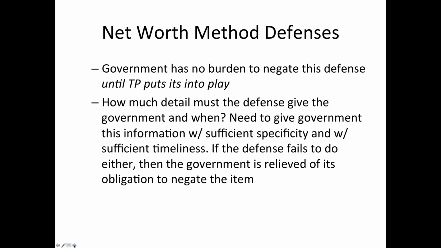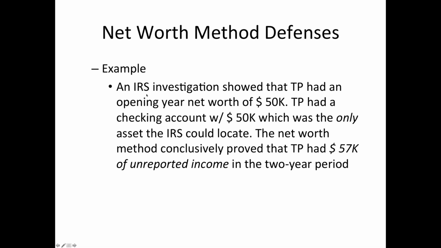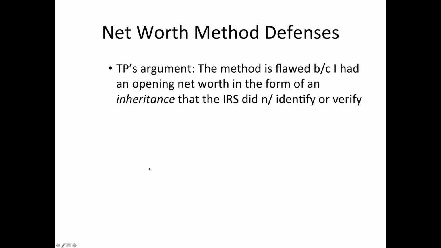In an example here of a net worth defense, we have an IRS investigation that shows the taxpayer had an opening year net worth of $50,000. The taxpayer had a checking account with $50,000, which was the only asset the IRS could locate. The net worth method conclusively proved that the taxpayer had $57,000 of unreported income in the 2-year period. The taxpayer's argument might be that the method is flawed because he had an opening net worth in the form of an inheritance that the IRS didn't identify or verify.